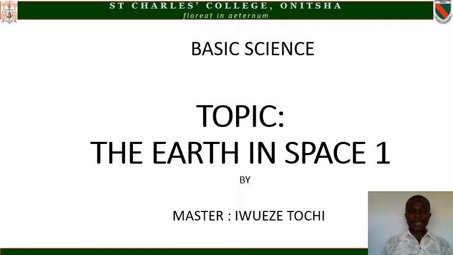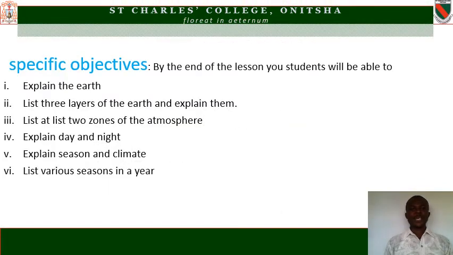Today, our online lesson is on the Earth in space. Specific objectives. By the end of the lesson, you students will be able to explain the Earth, list 3 layers of the Earth and explain them, list at least 2 zones of the atmosphere, explain day and night, explain season and climate, list various seasons in a year.